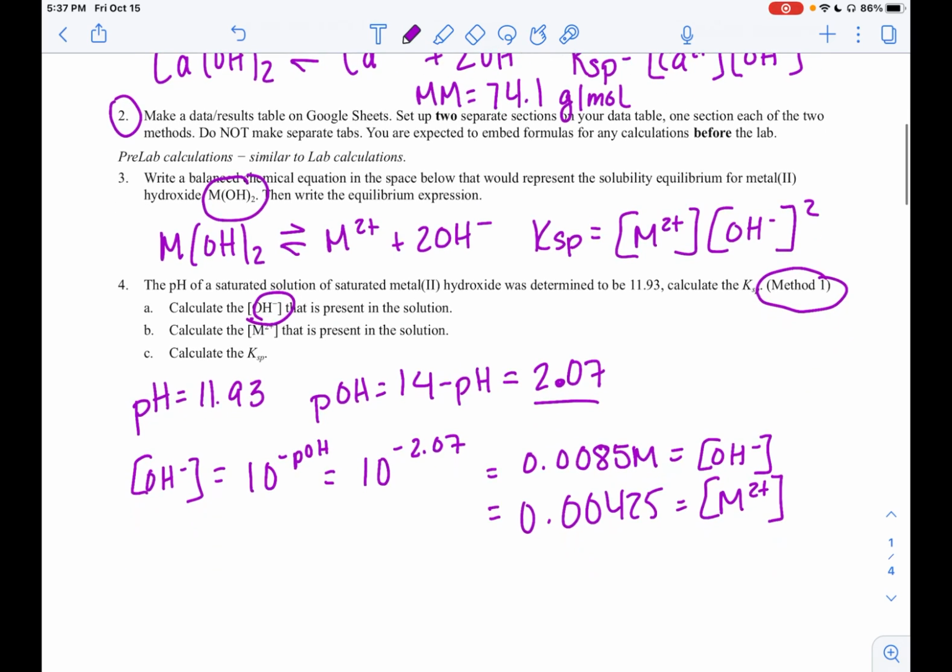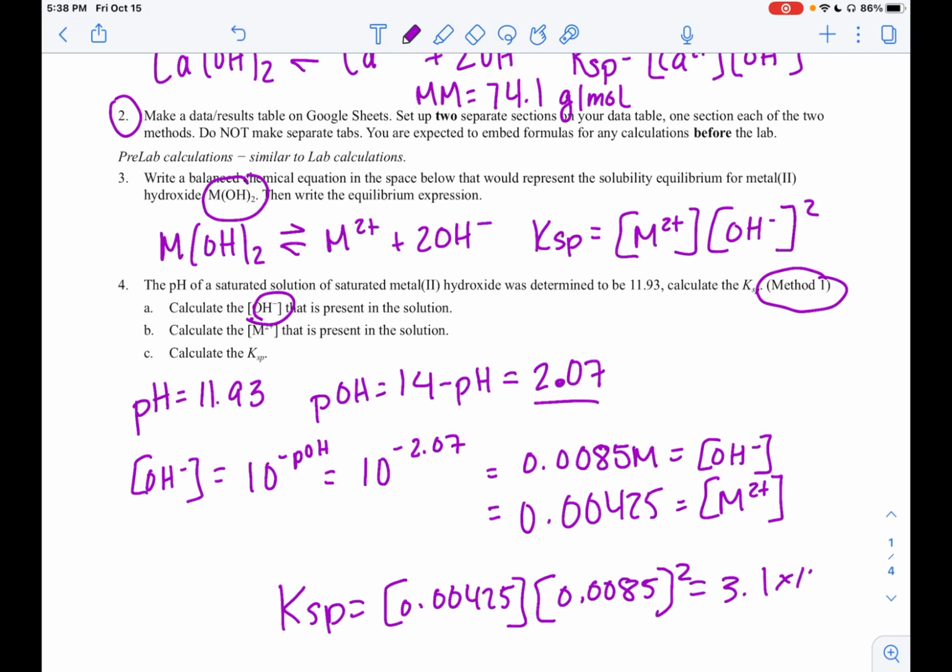So then Ksp, you just plug in those concentrations to your Ksp expression. So for this one, it would be 3.1 times 10 to the negative 7. So this is going to be method 1. And when you look at the second part of this video where I do the data table, you're going to see how we enter all of these formulas that we just did into Google Sheets.